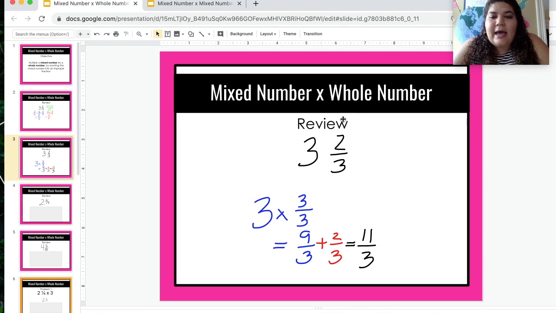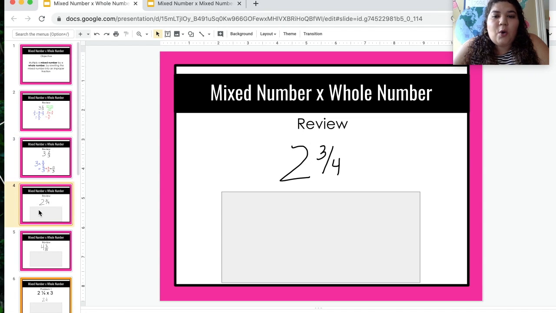And then I would add whatever this other fraction is. And the reason we did 3/3 is because we want to make our lives easier, right, with just having the same denominator. So then now I do 9/3 plus 2/3 equals 11/3. So today right now we're going to practice how to change these into improper fractions because we're going to need to do that in order to multiply a mixed number times a whole number.